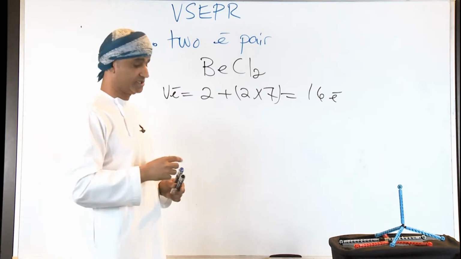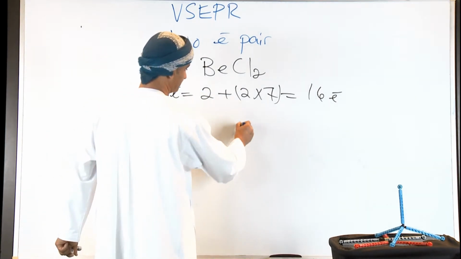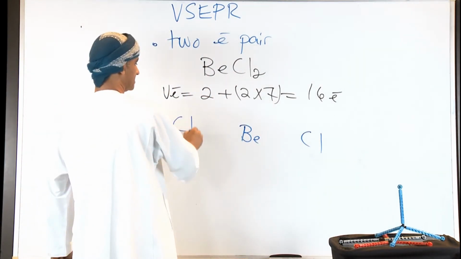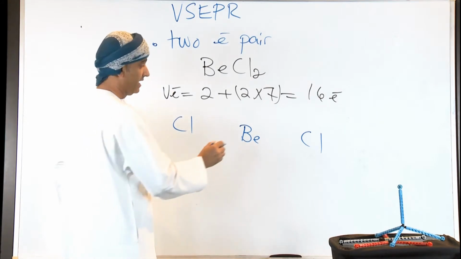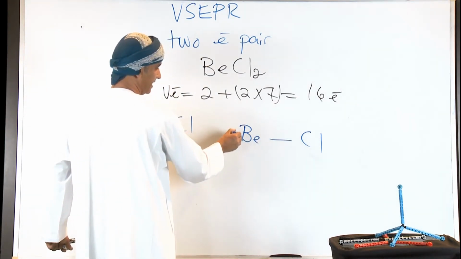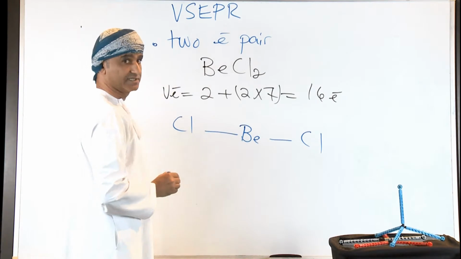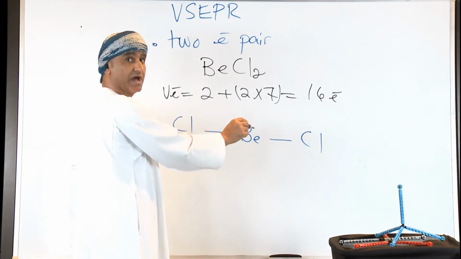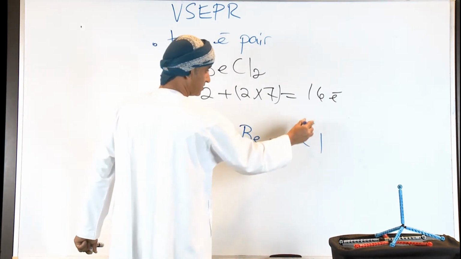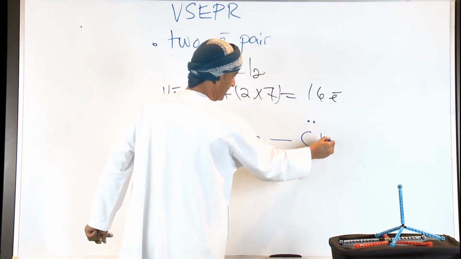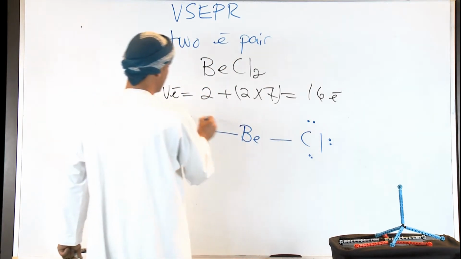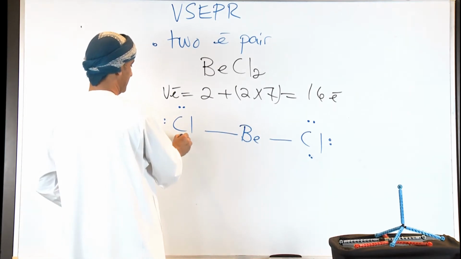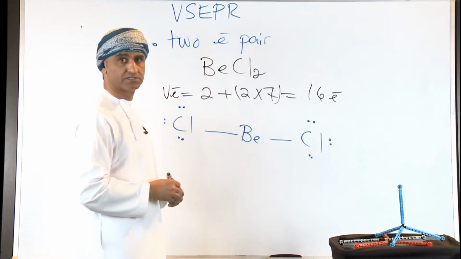To draw a Lewis structure, we draw the central atom, so it's beryllium, and the surrounding atoms, chlorine here and chlorine on the other side. All right, and then we draw a bond between beryllium and each of these chlorine atoms. That's step number 2. The next step would be to satisfy the octet on surrounding atoms. So now chlorine has 2, so 3, 4, 5, 6, 7, 8, and here also this chlorine is now surrounded by 8 electrons, satisfying the octet rule.